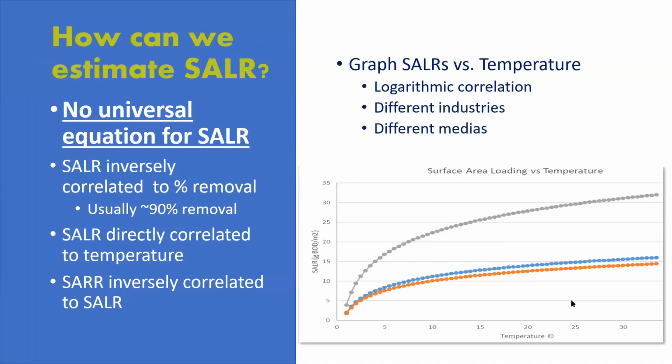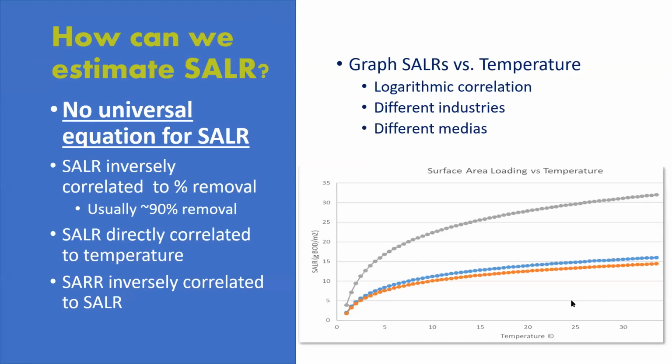So how can we estimate a loading rate for our system? Like I said, it's empirically derived. There's so many variables that impact it. So as engineers, when we're looking at a new system, how can we estimate what loading rate our system can handle? And like I said, there's no universal equation for loading rate, but the variable that impacts it the most is temperature. So typically you're going to see logarithmic correlations between your loading rate and your temperature.